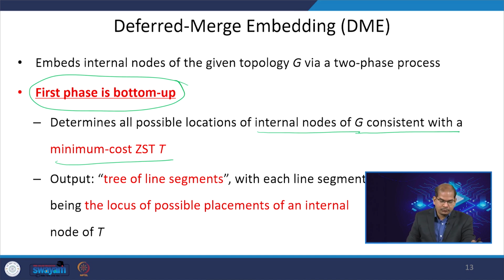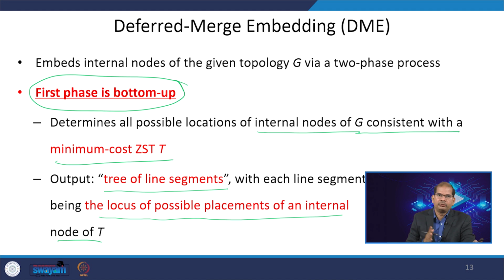So, what is the output of this algorithm? It does not give the final clock tree synthesis output. It gives a tree of line segments, with each line segment being the locus of possible placements of an internal node. So, we have multiple possible solutions to create a 0 skew tree, and that is what the first phase gives.